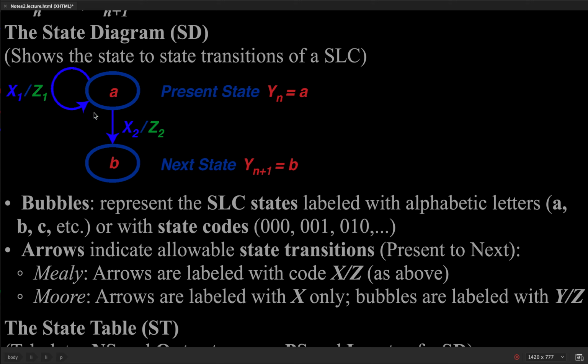So these are something I call bubbles. We label the bubbles A, B, C, etc. And then we'll find out at a later time that these arrows, if they are labeled like this, are called Mealy design. And if they just have the X like this, without the Z, or if the Z is located below the state, those are called Moore machines. So Mealy machine and Moore machine.